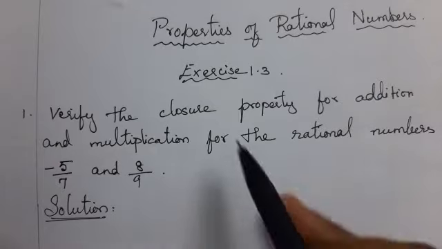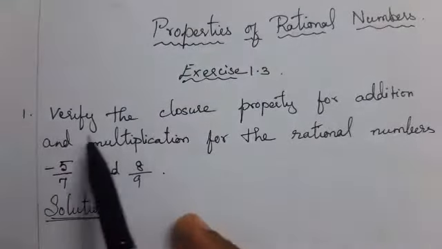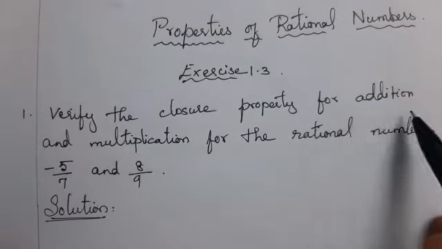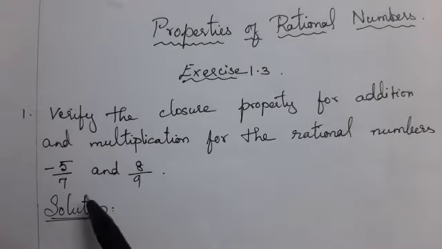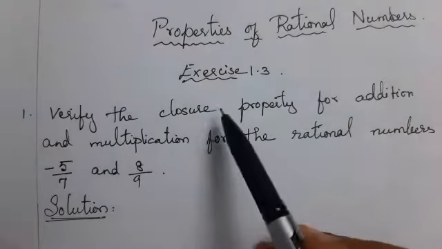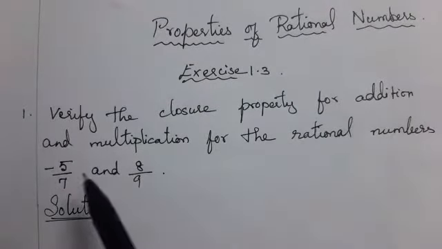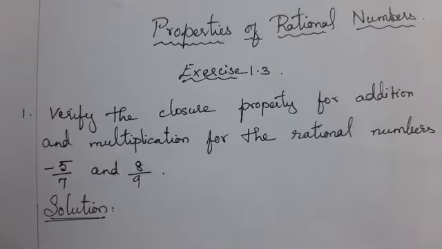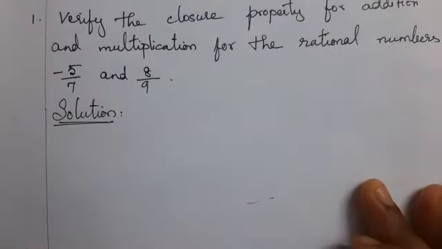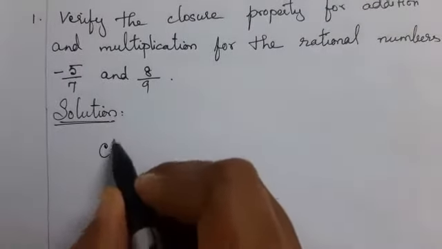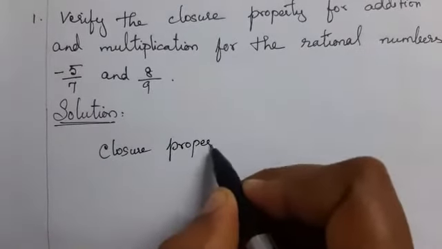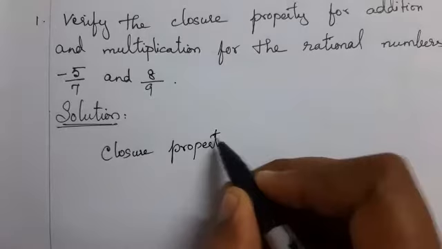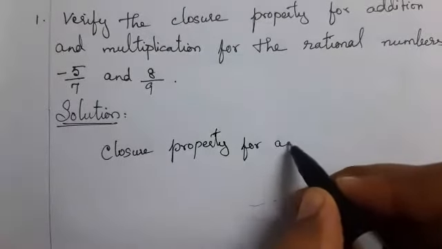Exercise 1.3, first question. Verify the closure property for addition and multiplication for the rational numbers -5/7 and 8/9. Closure property for addition.